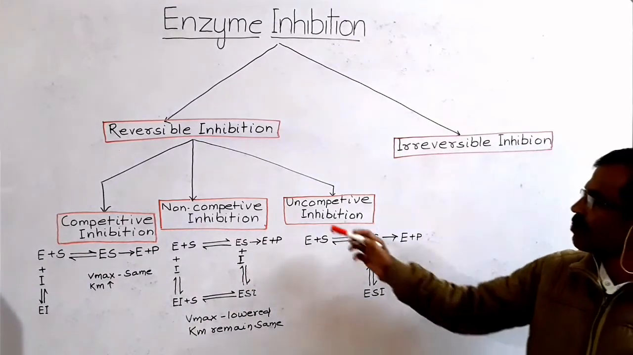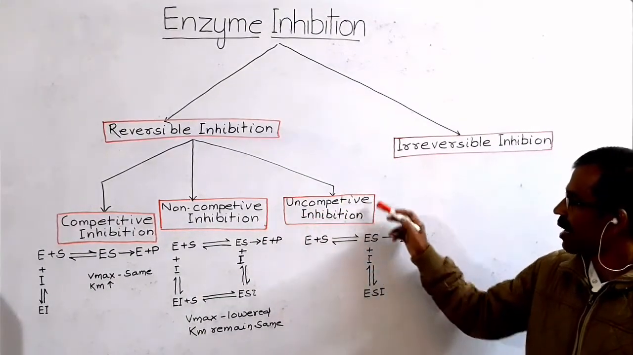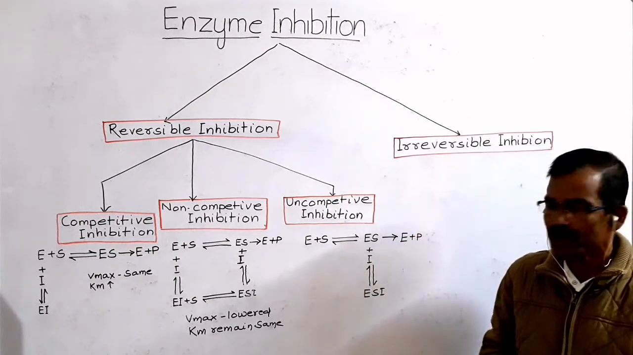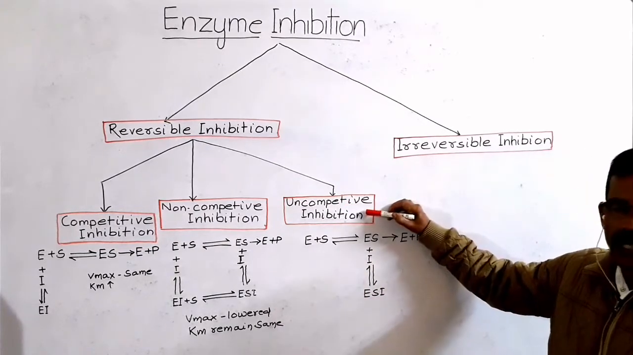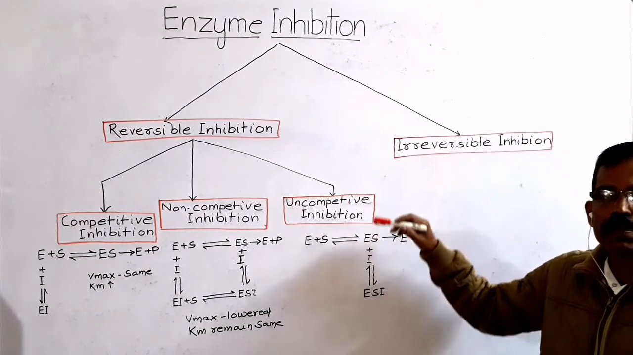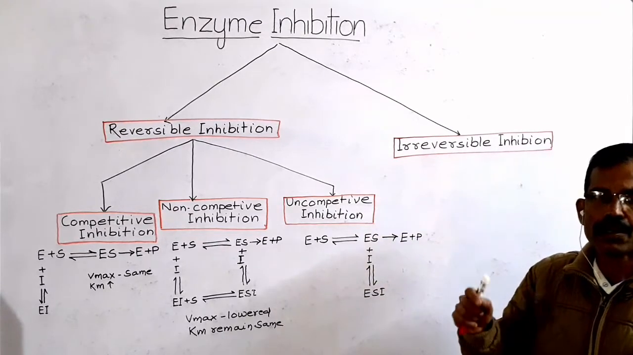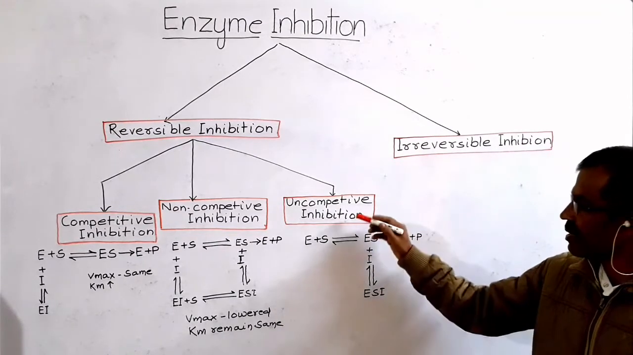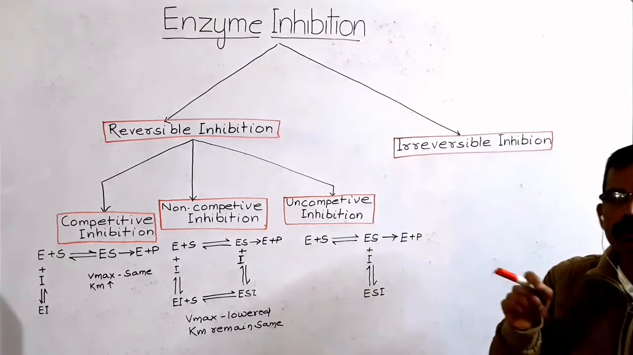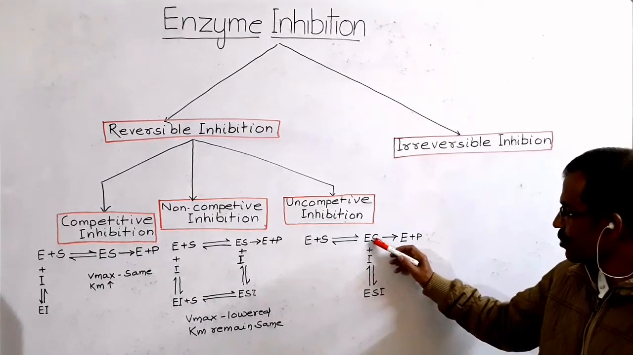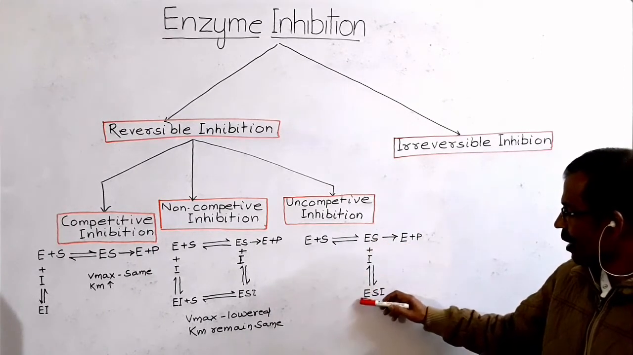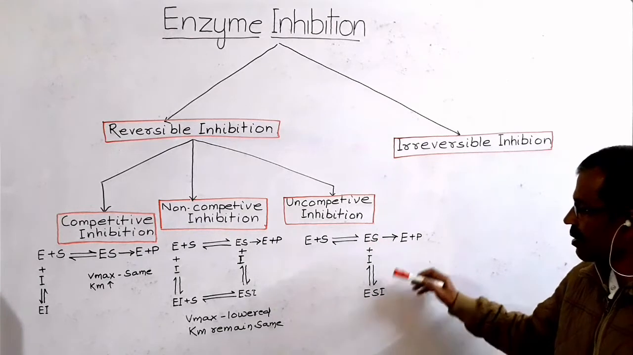The third type of reversible inhibition is uncompetitive inhibition. In this type of enzyme inhibition, the inhibitor also binds at the allosteric site, but this type of inhibitor can only bind with the enzyme-substrate complex to form the enzyme-substrate-inhibitor complex.